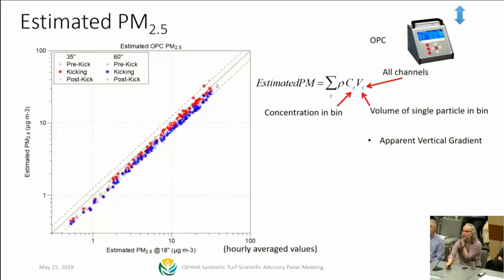With the same instrument, you can come up with an estimated mass if we assume spherical particles and assume a density. I think I assumed a density of 1.6 grams per cc, which is what people often use if you don't know anything about what you're dealing with. I see the same sort of trend: the estimated mass is a little bit higher down at 18 inches than it is at 60 inches.